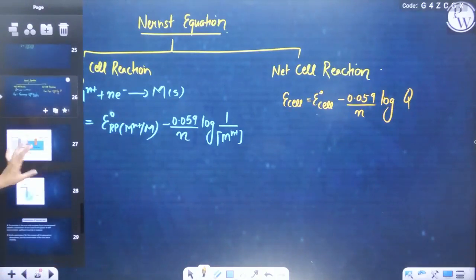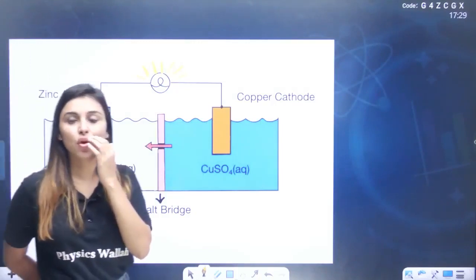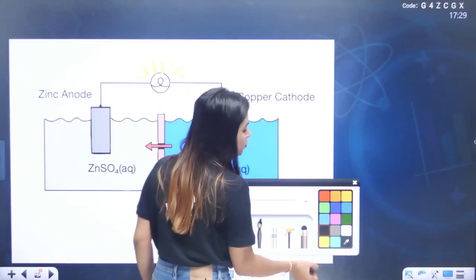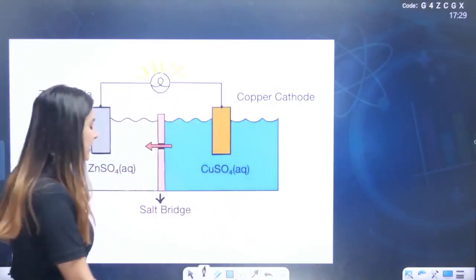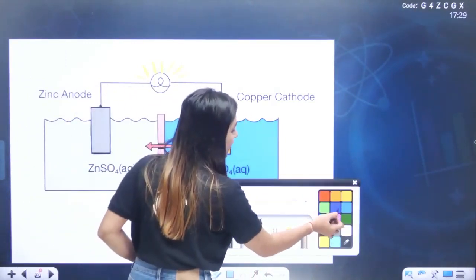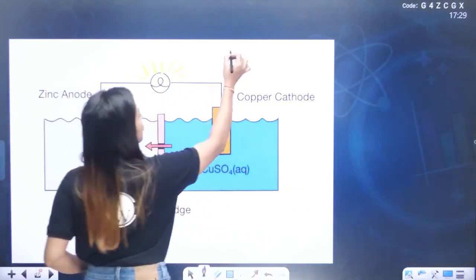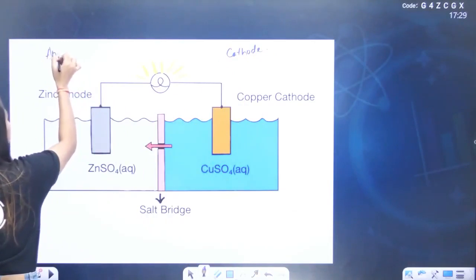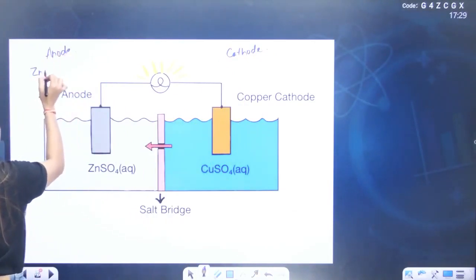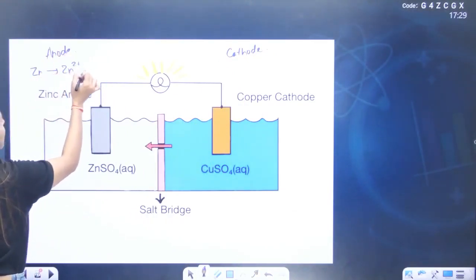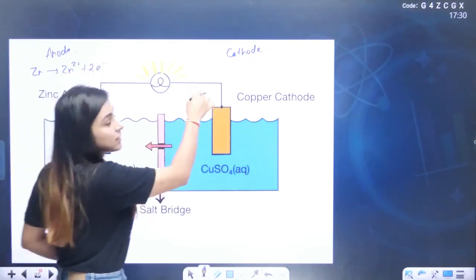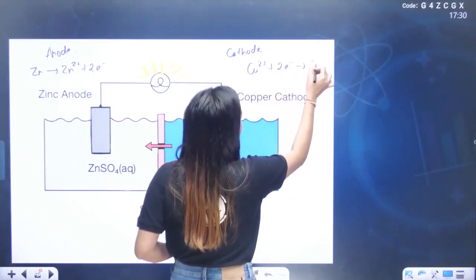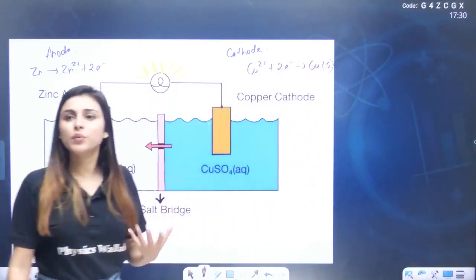Now let's apply the Nernst equation on a complete cell. Here is a cell, the epic cell, which we have been discussing for so long now. From here, first we'll find out the anode and the cathode. We know that this is your cathode and this is your anode. So let's write the reactions as well. Anode oxidation, so zinc will go into Zn2 plus and 2 electrons, and since this is reduction, you will have copper 2 plus, it will gain 2 electrons and you will get copper solid. What will be your net cell reaction?